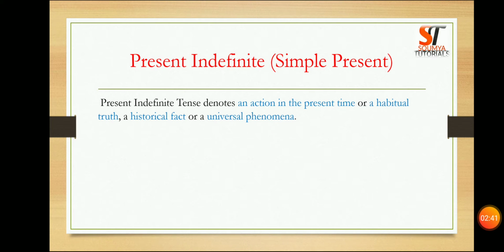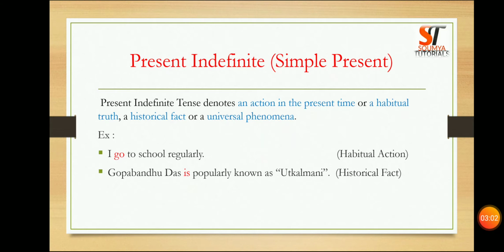Present indefinite tense denotes an action in the present time or a habitual truth, a historical fact, or a universal phenomenon. For example, I go to school regularly. In this sentence, I go to school regularly is a habitual action. Gopabandhu Das is popularly known as Utkalmani. This is a historical fact. Water boils at 100 degrees centigrade. This sentence is a universal phenomenon.